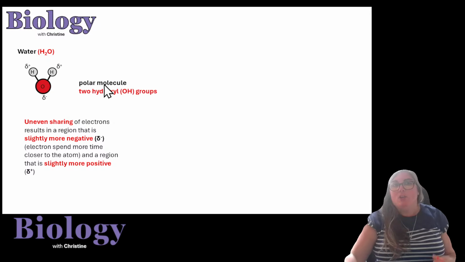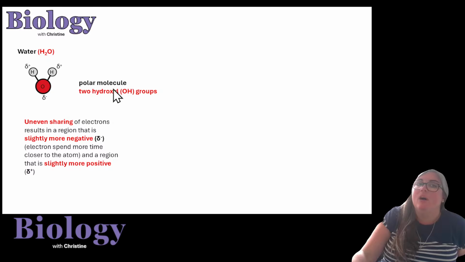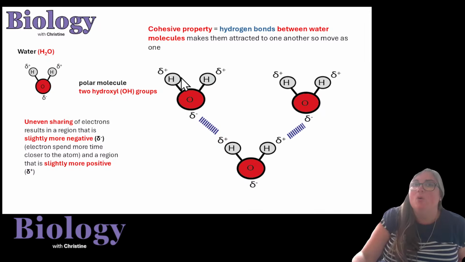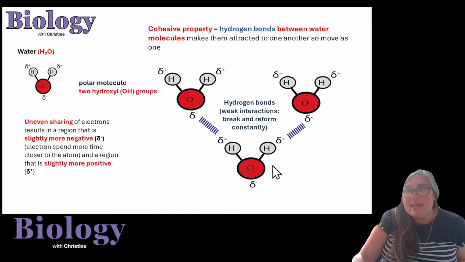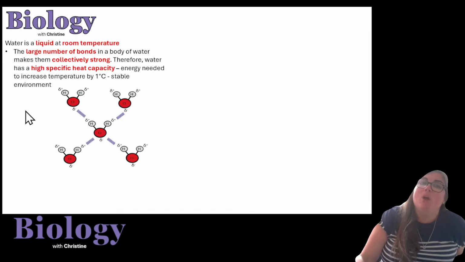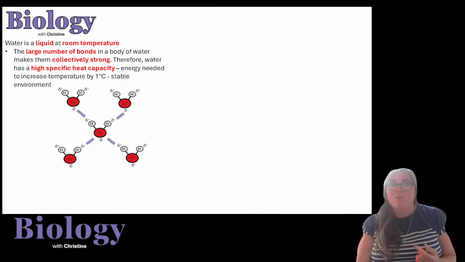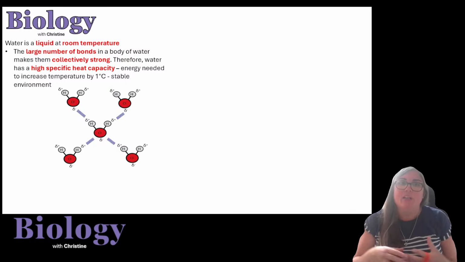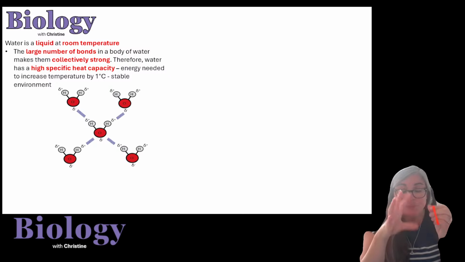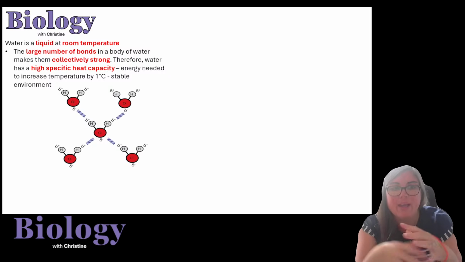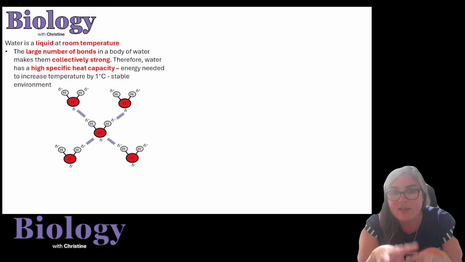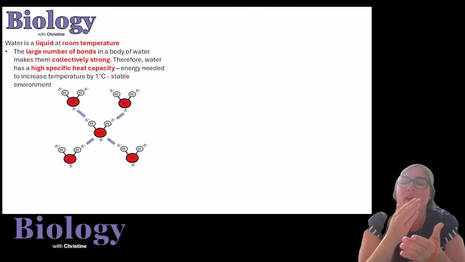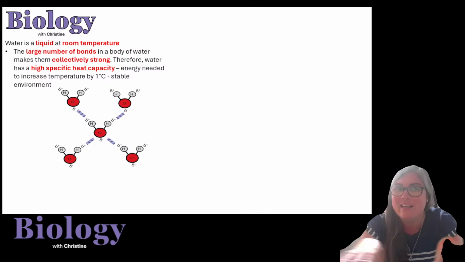Water, if we know the structure of water, we know we have our polar molecule, we know it's uneven sharing, we've got two hydroxyl groups, and therefore we can have hydrogen bonds form between our water molecules. Cohesive property, therefore, and because of that, when we look at liquid at room temperature, there's so many hydrogen bonds, it means that they are collectively strong, which is why aquatic organisms are able to live in the aquatic environment, because there is a high specific heat capacity, which means that is a stable environment.